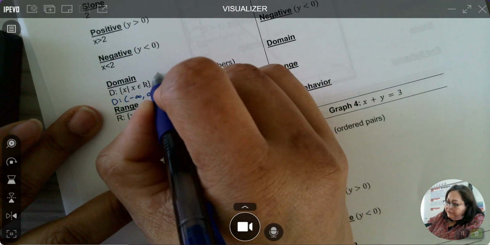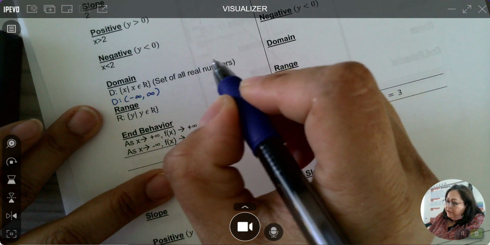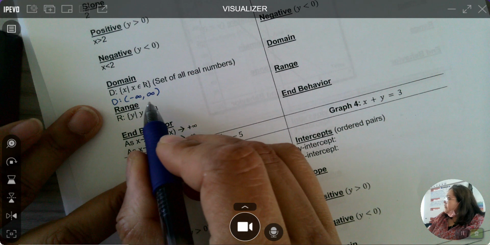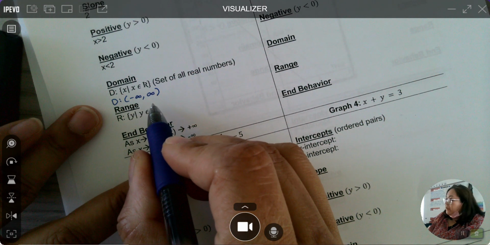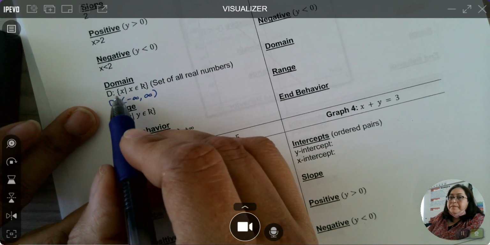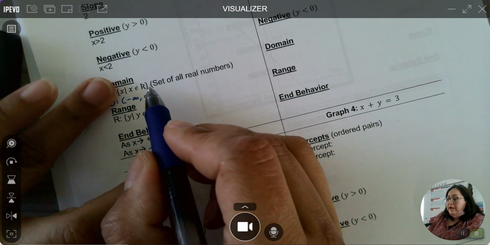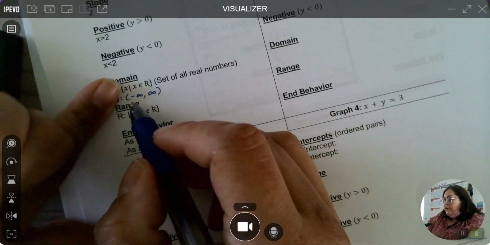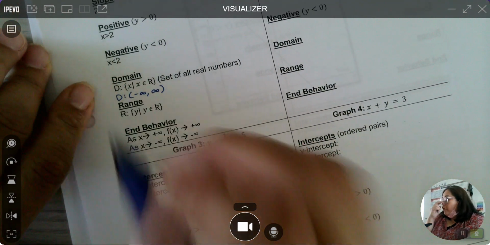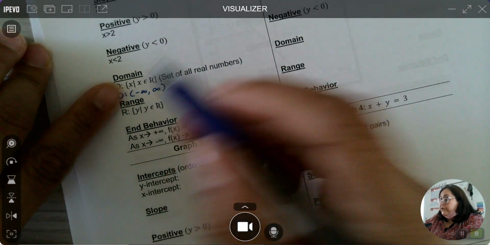What do you mean lost? Did you understand negative infinity to positive infinity? Okay. All right, I understand now. All right, so they're writing it in this form. I'm just trying to explain to you what this means, okay?